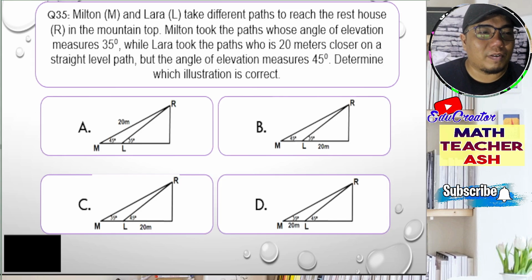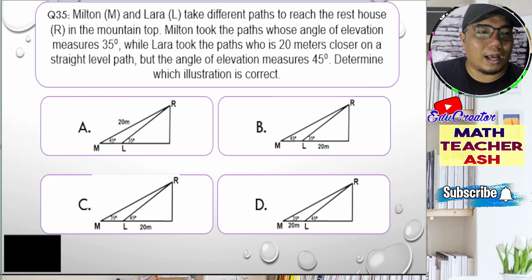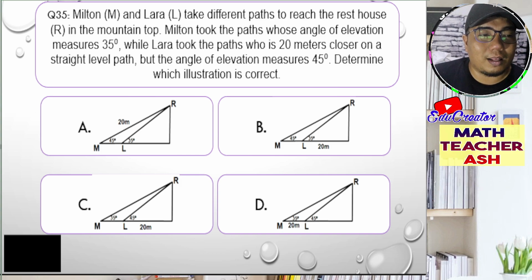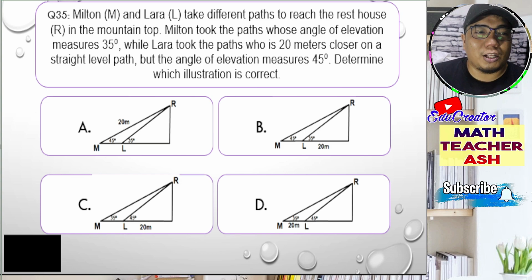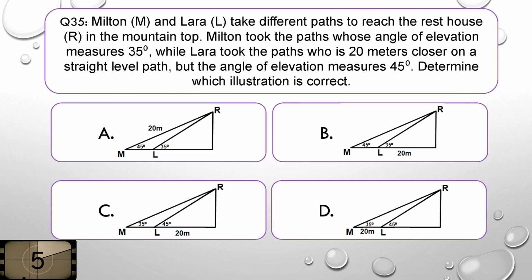Question number 35. Milton M and Lara L take different paths to reach the rest house R on the mountaintop. Milton took the path whose angle of elevation measures 35 degrees, while Lara took the path which is 20 meters closer on a straight-length path, but the angle of elevation measures 45 degrees. Determine which illustration is correct. Okay, is it A, this one, B, this one, C, this one, or D, this one? Okay, I'll give you 5 seconds to think about your answer.